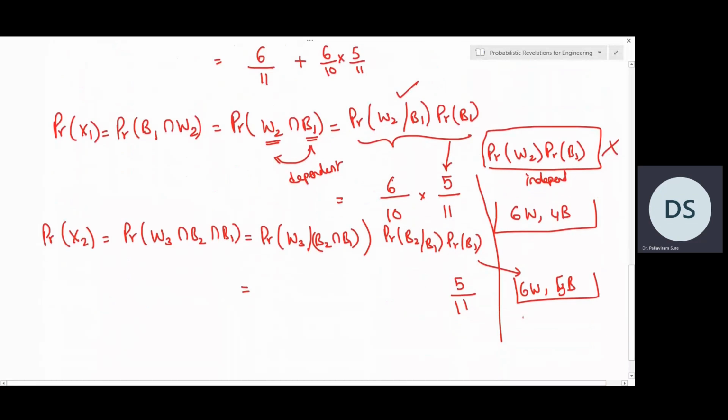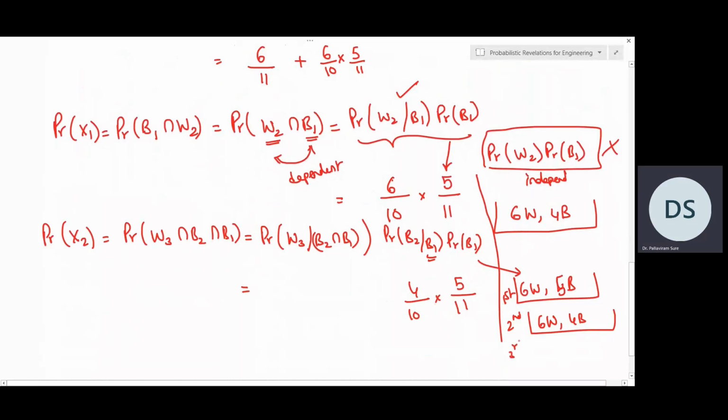Now black in the second draw. So by the time we come for the second draw, you can see that it's given B1. That means in the first draw, it is very surely given that the first draw has a black ball. So hence by the time we come to the second draw, we have 6 white and only 4 black. So this answer happens to be 4 by 10.